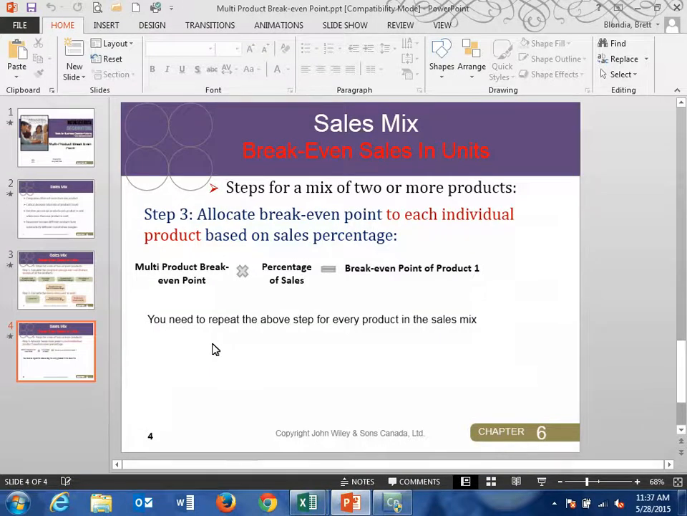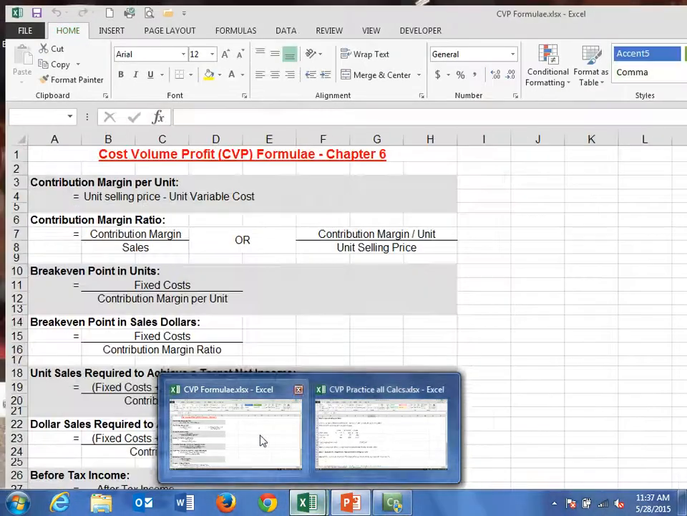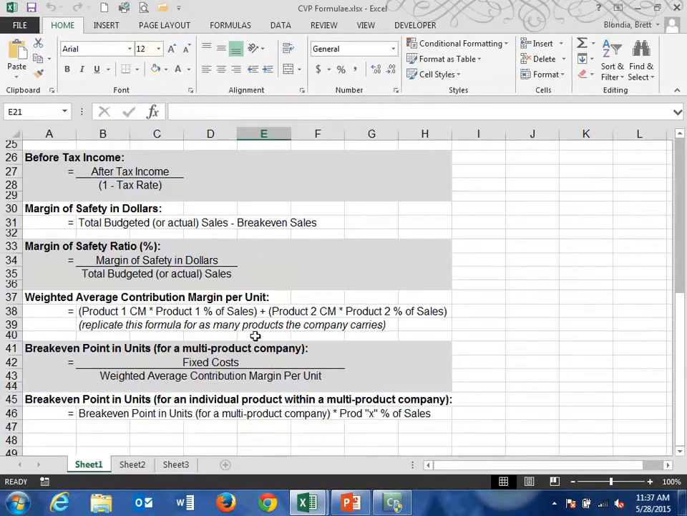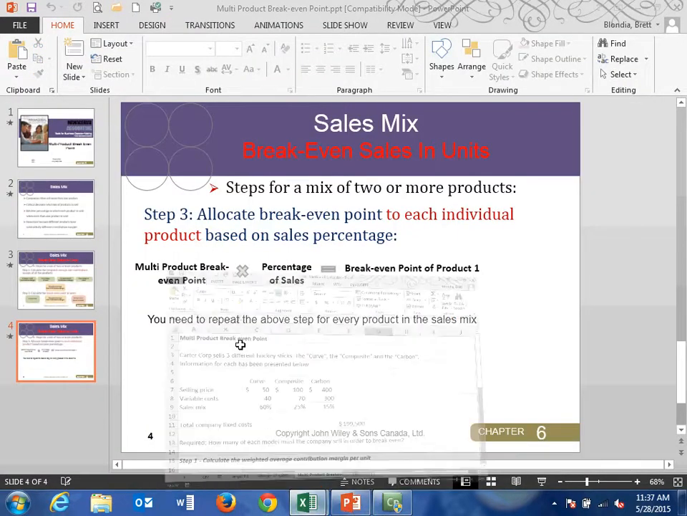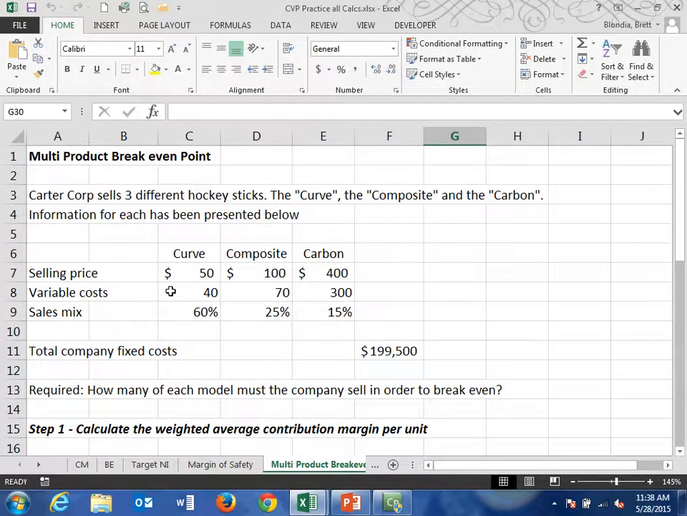But let's go to Excel and let's take a look at how it actually looks when we work through a question. Now I've got them on this CVP formula sheet and I've got them listed in order. So step 1 is the weighted average contribution margin, step 2 is the break-even point, and then step 3 is to allocate them out to an individual product. Okay? So let's go to Excel and I've got a practice question here.